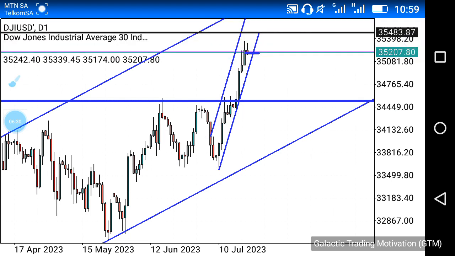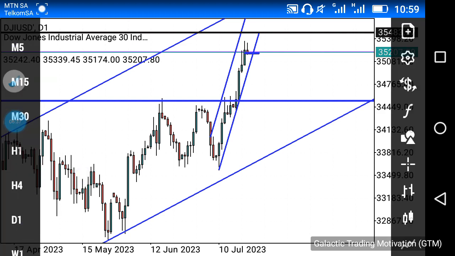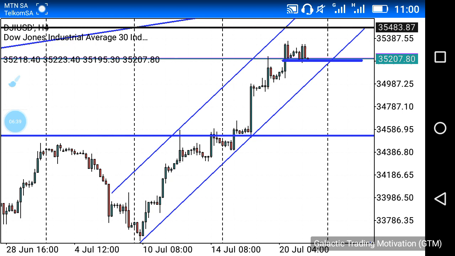Anyway, what else do we see in regards to the daily chart of US30? At this point, I don't see much. Let's head down to the H4 chart and see what's happening down there. And here we are on the H4 chart.